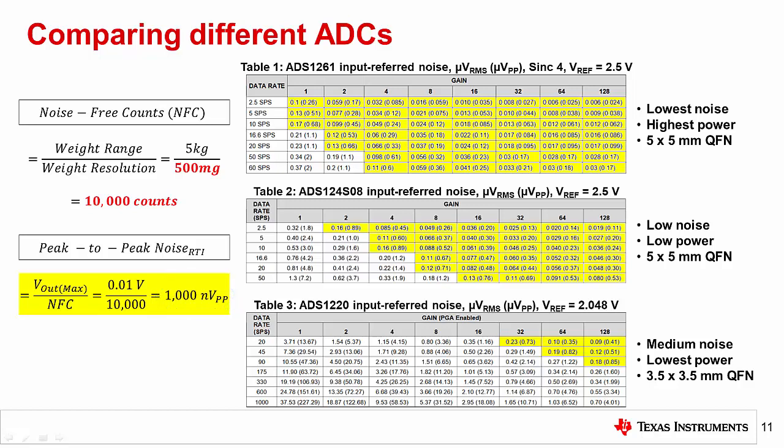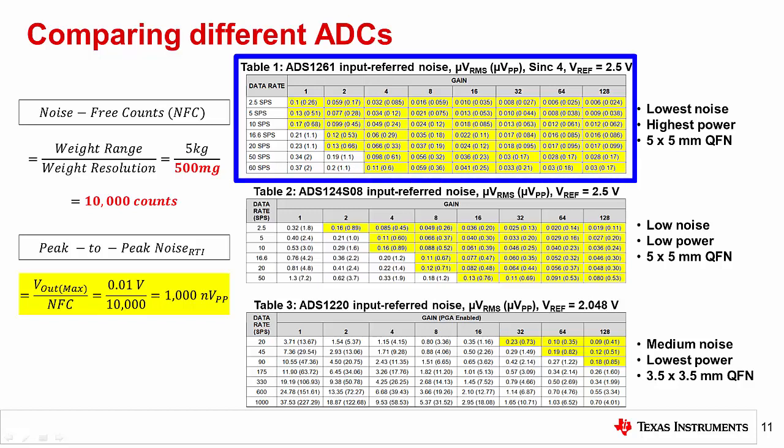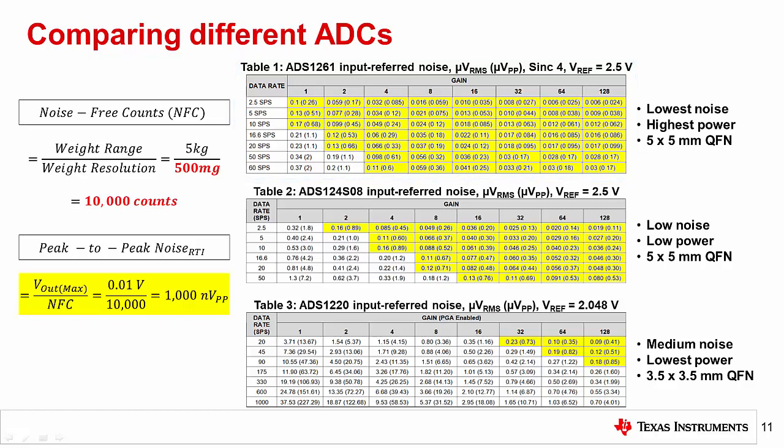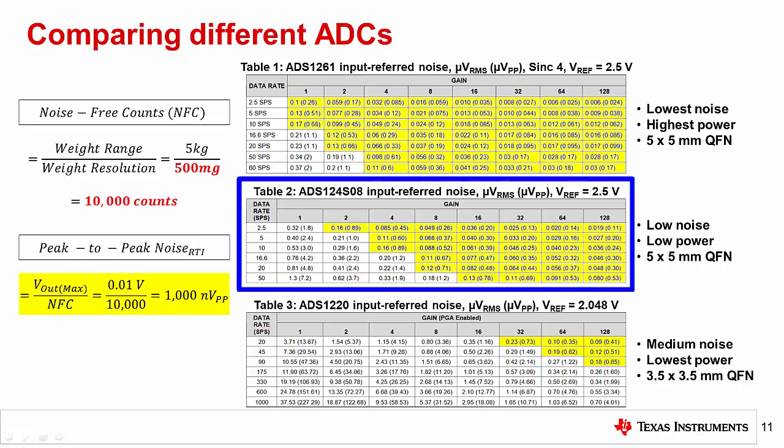On the right, we are comparing 3 different ADC's input referred noise tables. Table 1 shows the ADS1261's noise that we looked at on the previous slide. All of the data rate and gain combinations highlighted in that table correspond to the new target. If you wanted the widest range of options or wanted to use a gain of 1, for example, the ADS1261 would be the device to choose. Table 2 shows the input referred noise values taken from the 24-bit ADS124S08's datasheet.